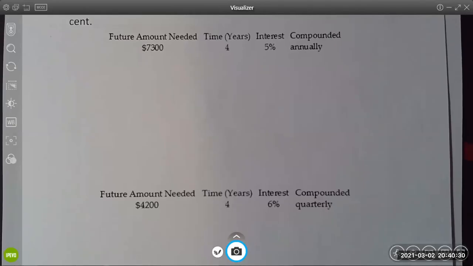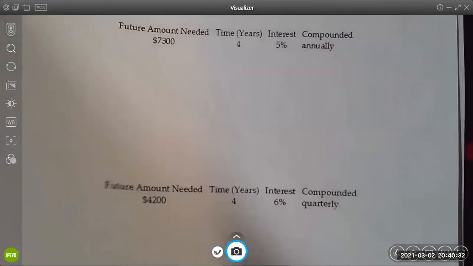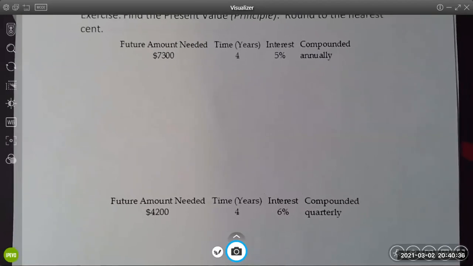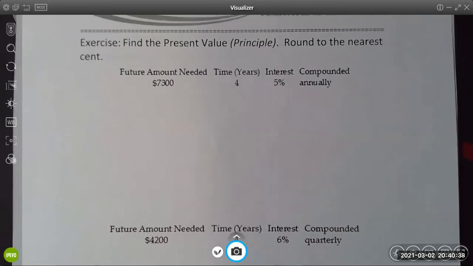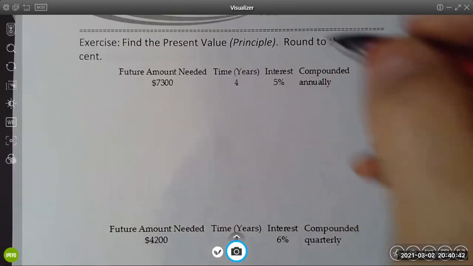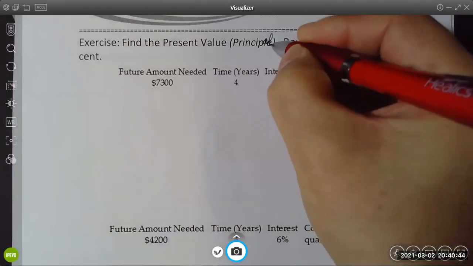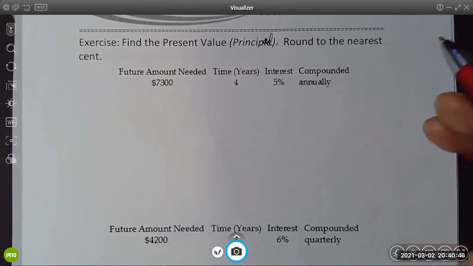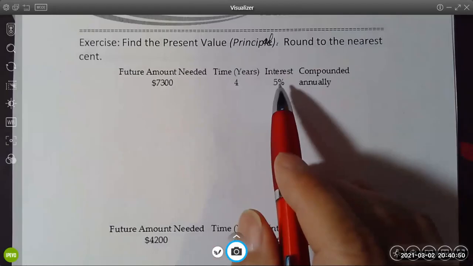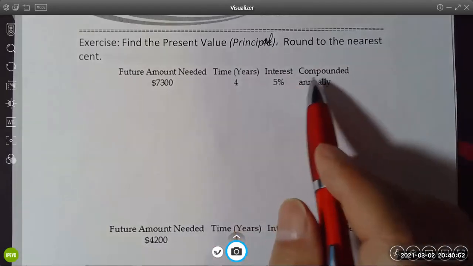So let's see how many questions we have. So we have totally 3 more questions. Let's work them out one by one. First, find the present value. It's also called principal. Round to the nearest cents. So future value, how many years we have, interest rate, annual rate, how often the account is compounded.